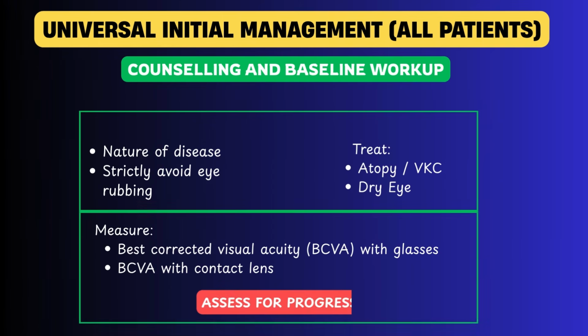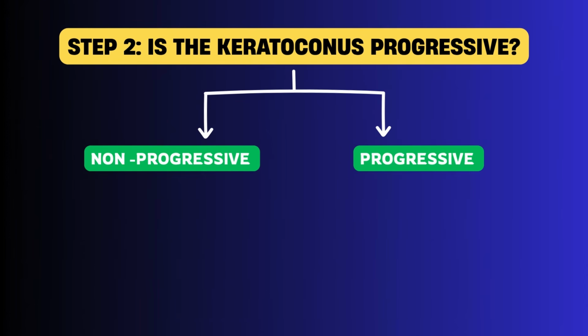Step number two is determining progression. After you know that your patient has keratoconus, it becomes really important also to know whether the disease is progressing or not.